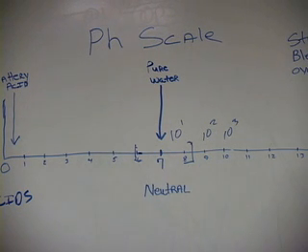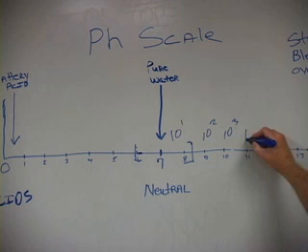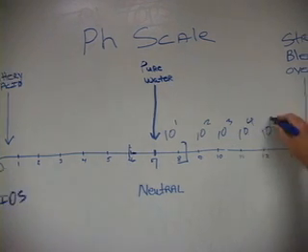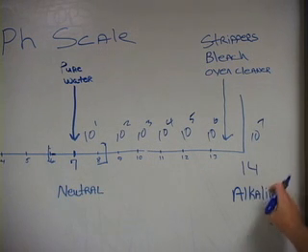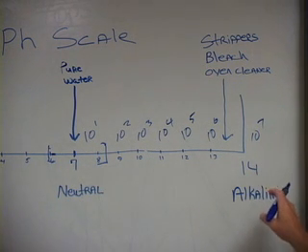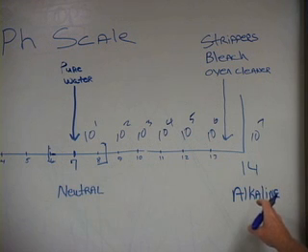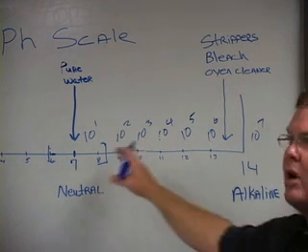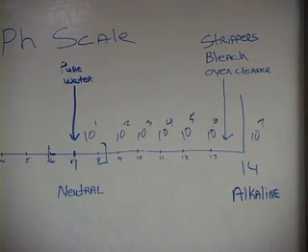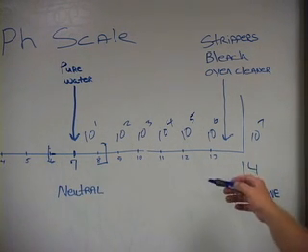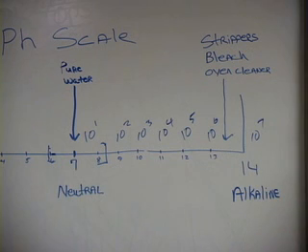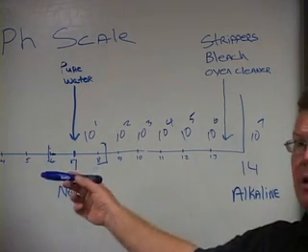And when you get out to 14 and you start talking about 10 to the 4, 10 to the 5, 10 to the 6, 10 to the 7, you're talking about 10 million times more alkaline than 7. So while it doesn't seem like a big thing, 7, 8, 9, 10, when you get out here and you start talking about 10 million, you're talking about products that are really alkaline. And it works the same the other way.